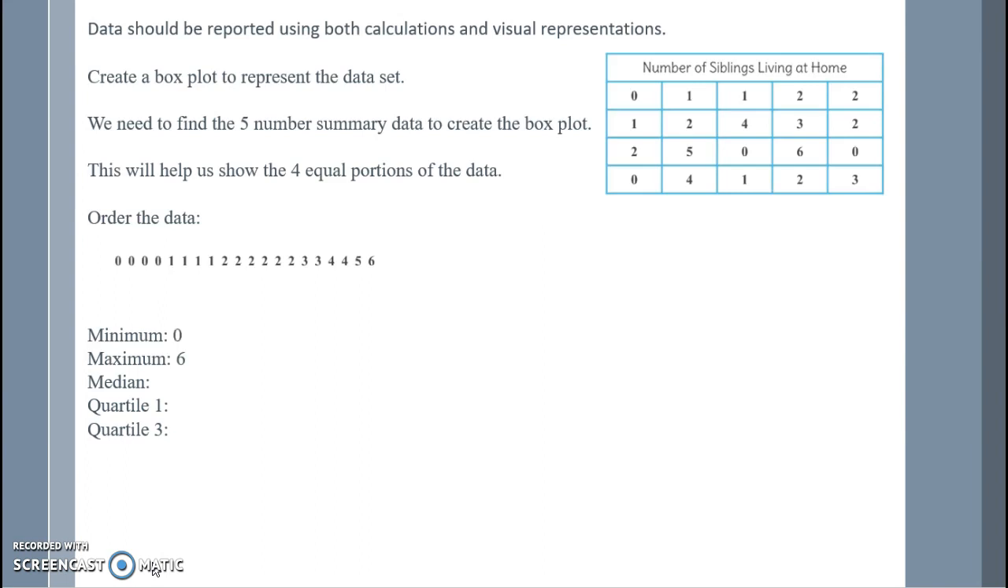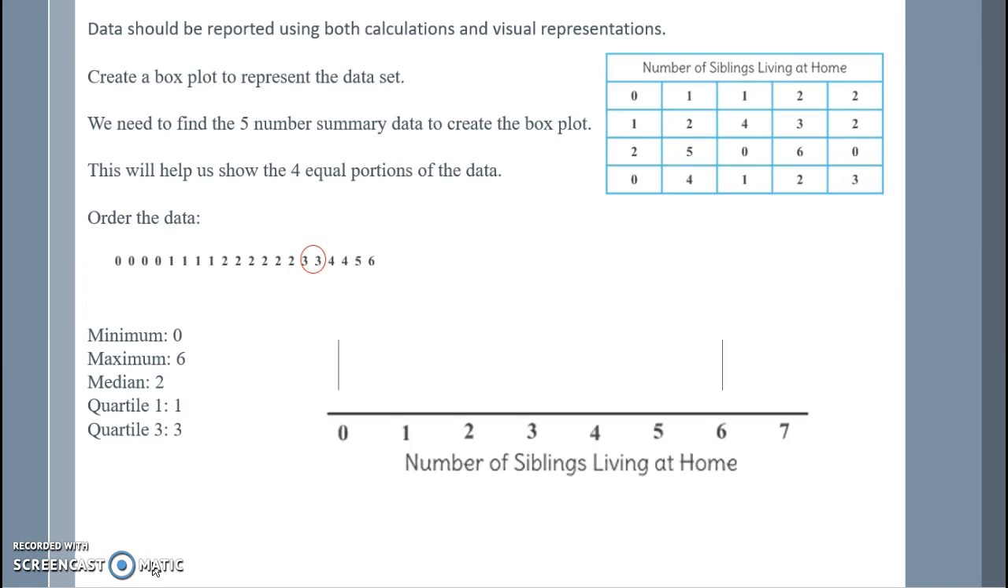So the minimum and the maximum are 0 and 6. The median is 2. Quartile 1 is 1, and quartile 3 is 3. Well, if you think about it, 3 plus 3 is 6, divided by 2 is 3, so we don't really need to put those extra steps in.